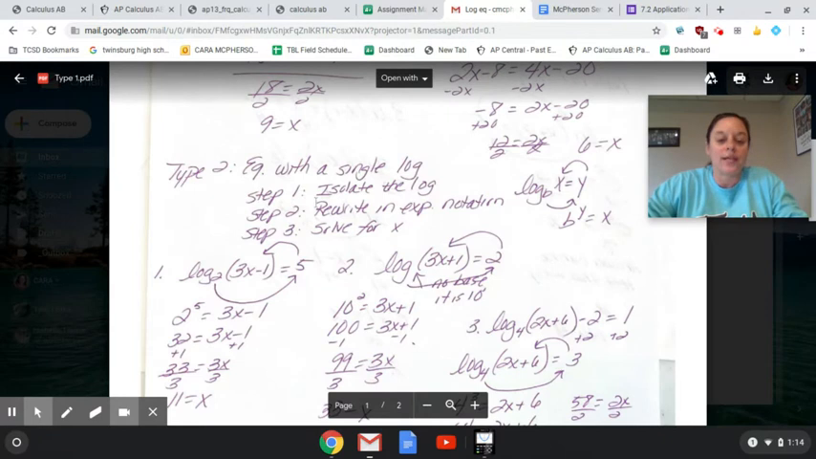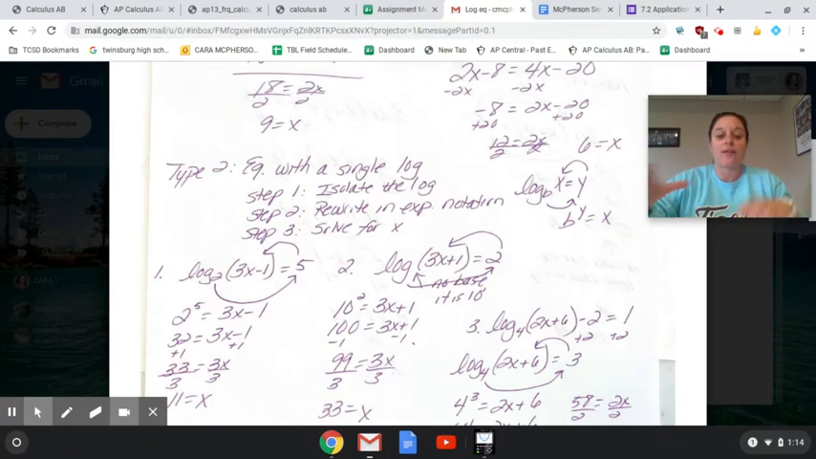So step 1 is you're going to isolate the log. So you're going to have a log, whatever base, and something next to it. And usually whatever's next to it has a parentheses around it. You want that to be by itself. So you might have to add something to the other side. You might have to subtract or divide. It may already be isolated.